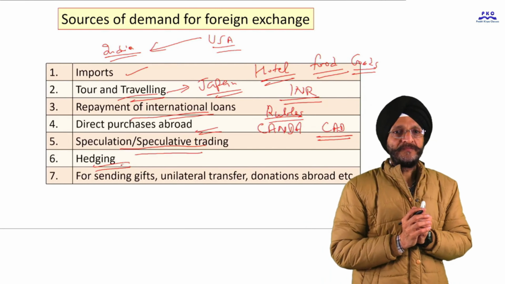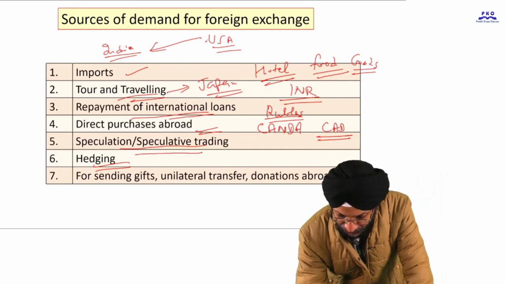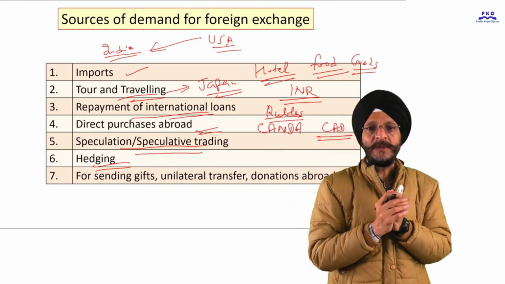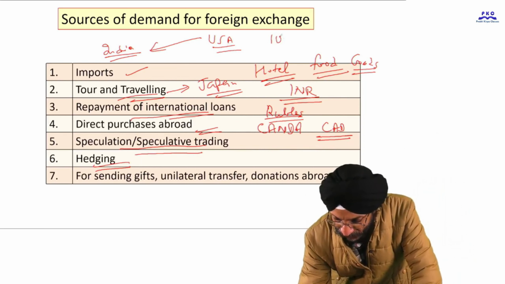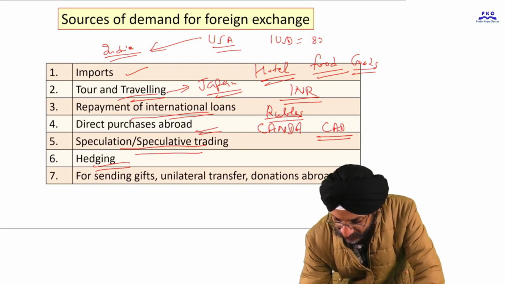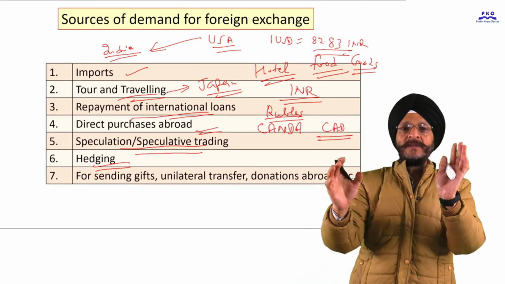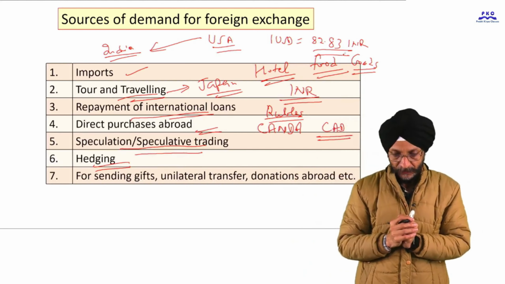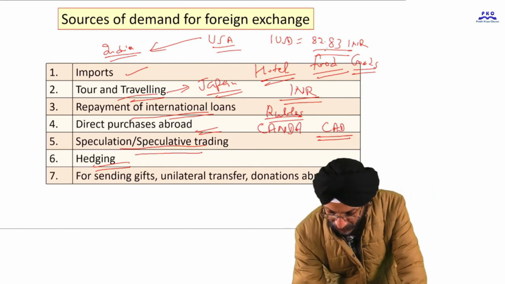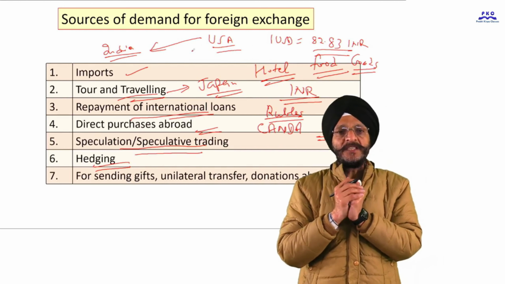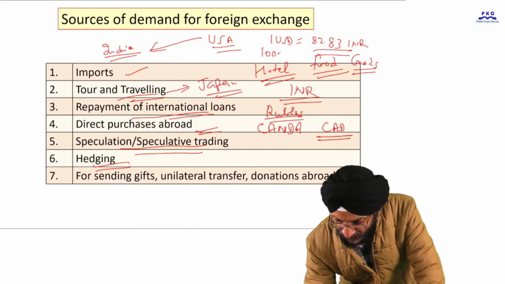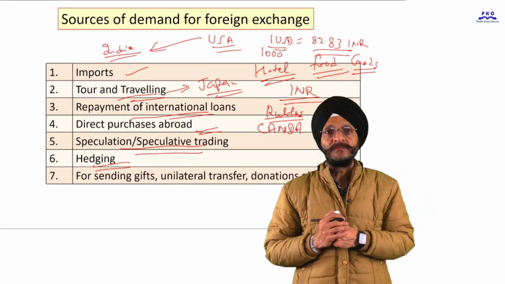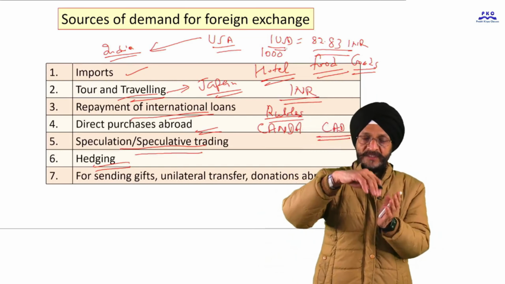Next is hedging. Suppose there is a businessman in India and he is importing goods from the USA. At present, the price of $1 is something like 82.83 Indian rupees. This rate is subject to fluctuation from time to time. We are taking just an example. So, if an Indian businessman is purchasing goods worth $1,000, this is the present value.